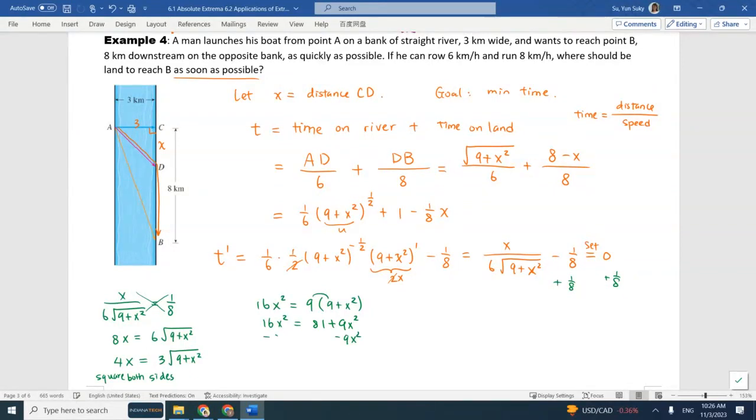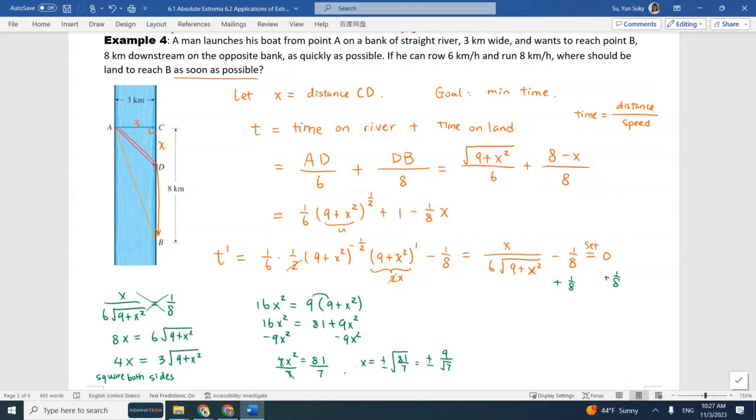Oh, you see? Move the 9x squared to the left. Page, what is 16x squared minus 9x squared? 7x squared is 81. So both sides divided by 7. And we take square root. Remember when you take square root, you get plus or minus, always. So you get 81 over 7. The square root of 81 is 9, right? And you have 9 over square root of 7.